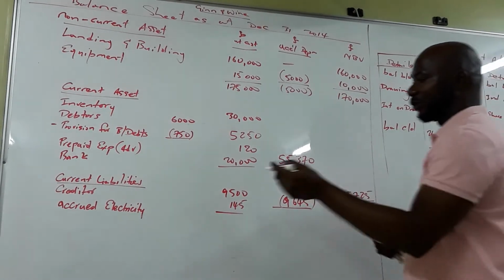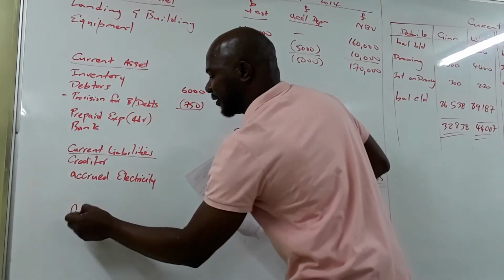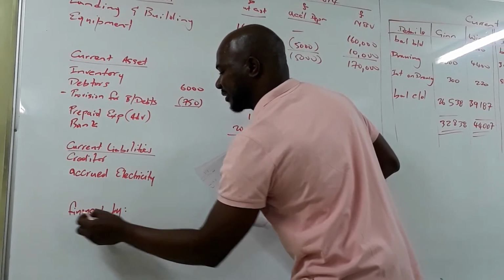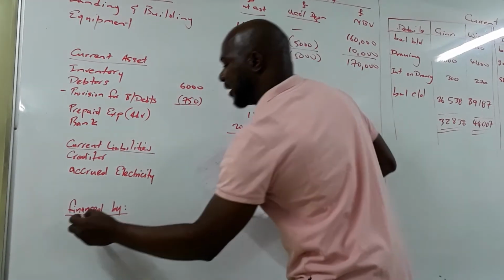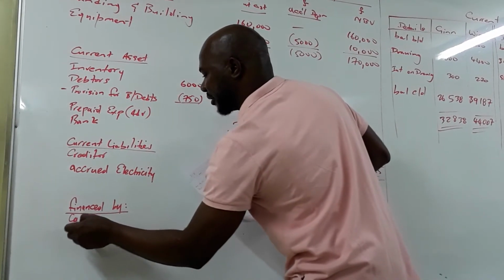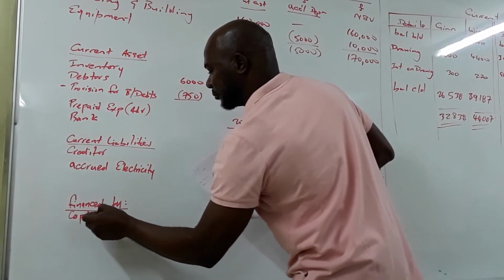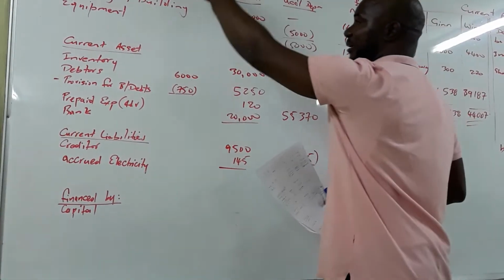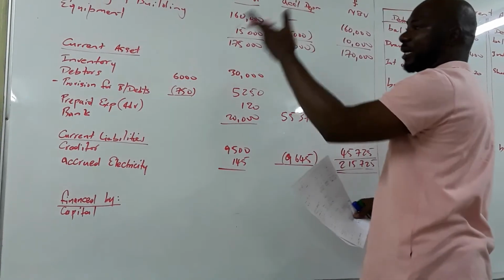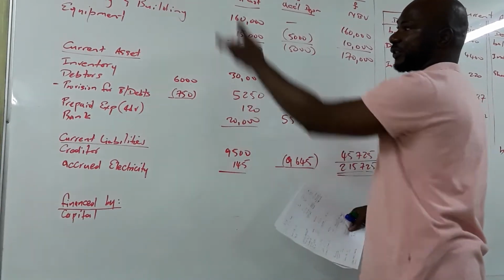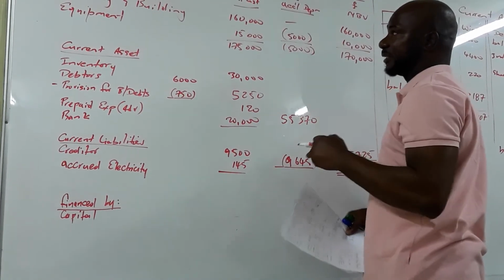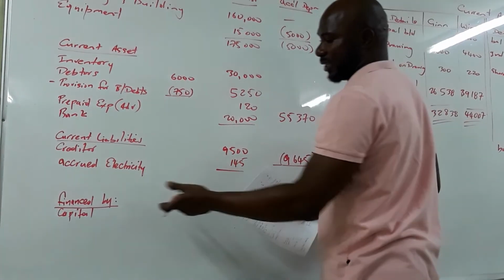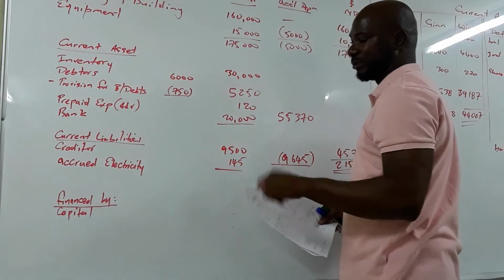Now we move right into the financed by section of the balance sheet. In the financed by section, we're starting out with our capital. If you notice thus far, everything we have done is the same thing you would have been doing from Fundamentals of Accounts. There's nothing new. The only change as it relates to the partnership is that in the financed by section, we're going to include the current account balance, which is your closing balance.